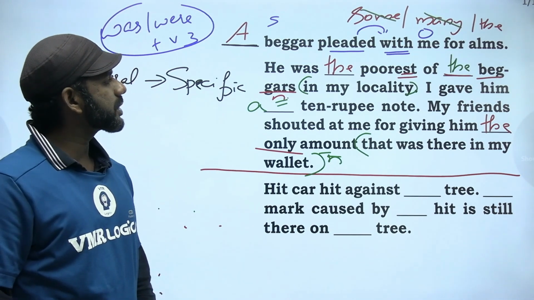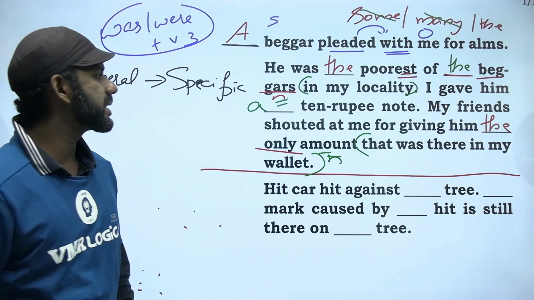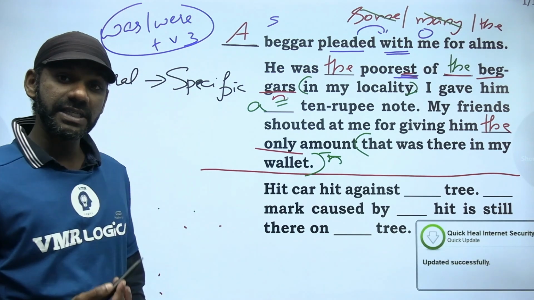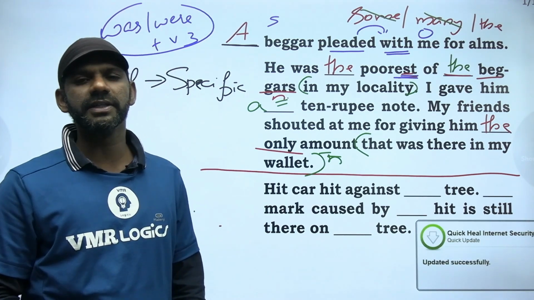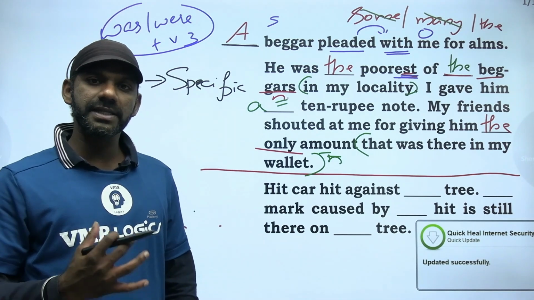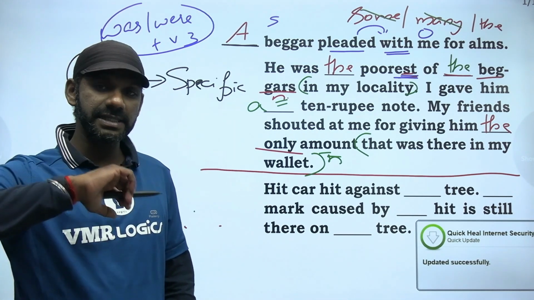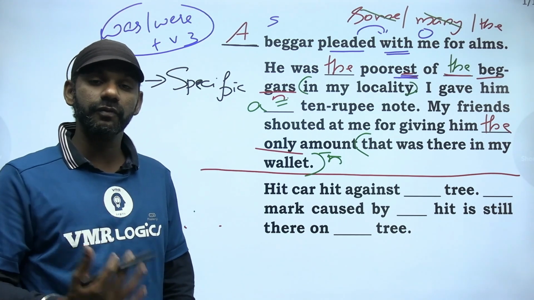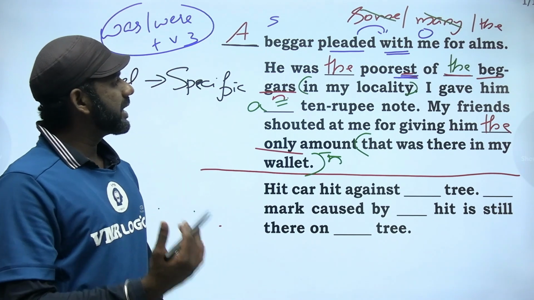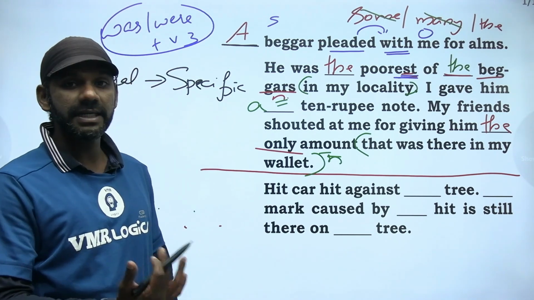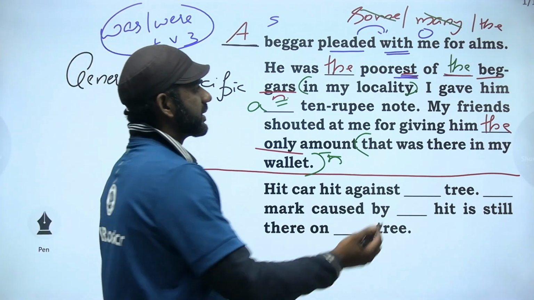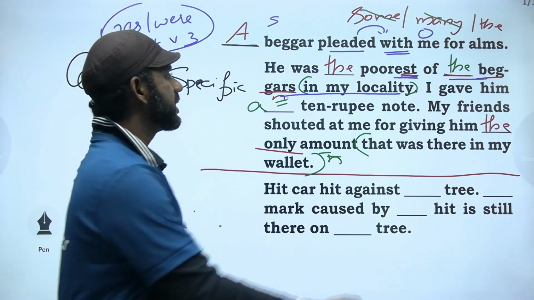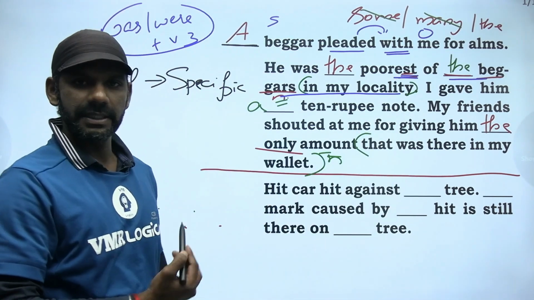He was the poorest of the beggars in my locality. Poorest is a superlative degree adjective. We have gone for the topic adjectives in detail. When do we use a superlative degree adjective? A superlative degree adjective can be used when we refer to the highest level entity in a group. So only when we refer to the highest level entity in a group, we can go for a superlative degree adjective. He was the poorest of the beggars in my locality. What's the group here? The beggars in my locality is the group here. We are talking about the highest level entity, superlative degree adjective, grammatically correct.